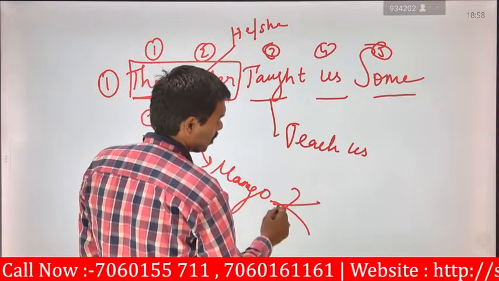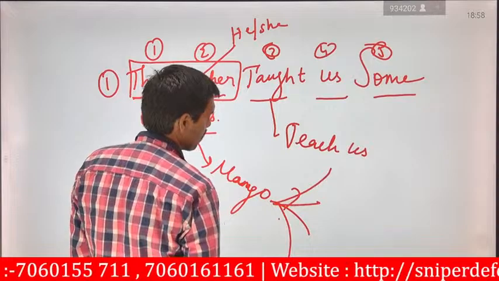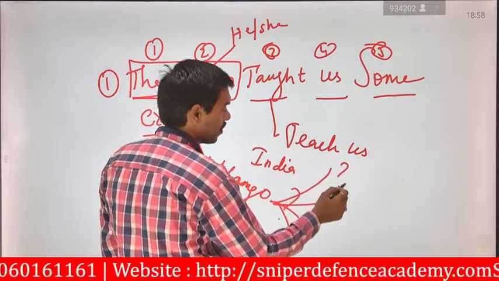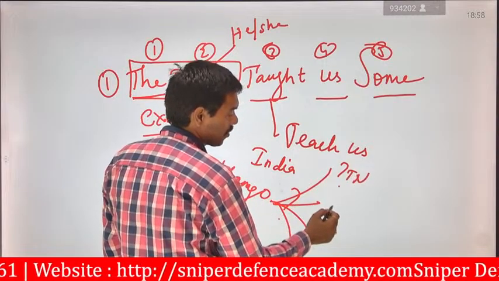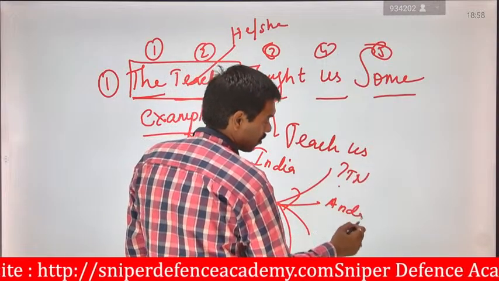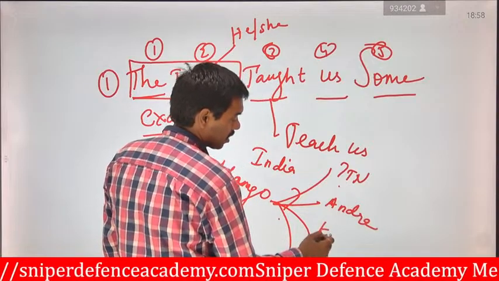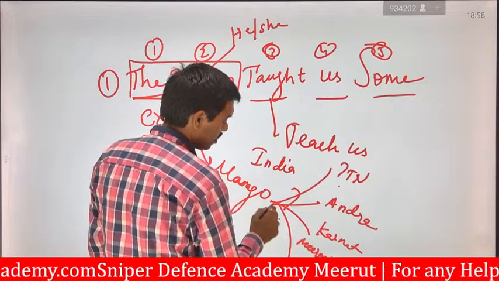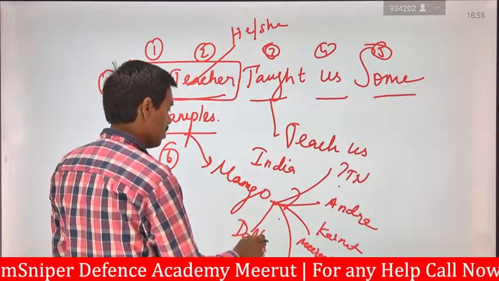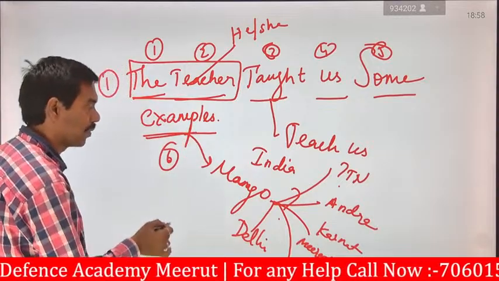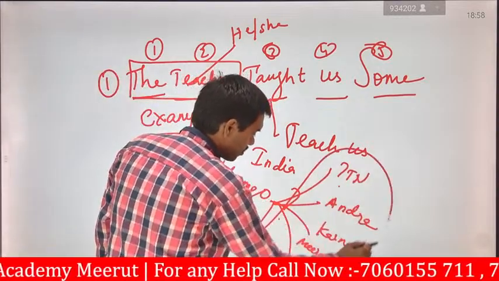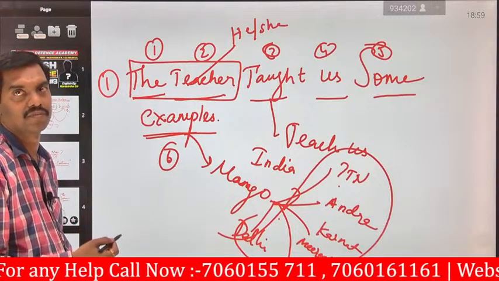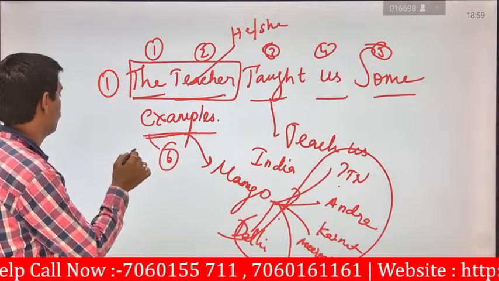What are the varieties of mango available? Okay. For example, in India, different places have different mangoes available. For example, in Tamil Nadu, one type of mango is available. Andhra, one type of mango is available. Karnataka, one type of mango is available. Meerut, one type. Delhi, one type. So the teacher gives some examples about mangoes in different aspects, with different places, how and where it is available. Okay, this is one of the best ways to give an example.